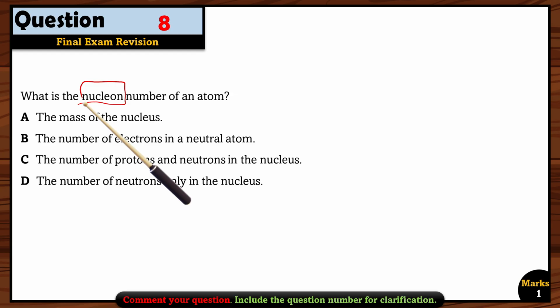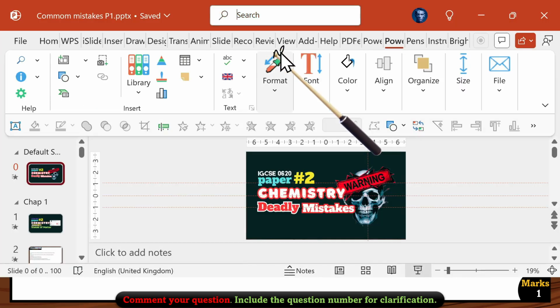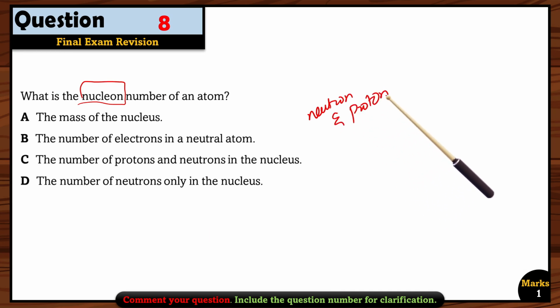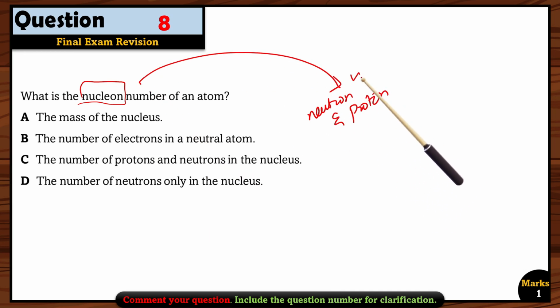And we know that in an atom, which particles are present in the nucleus? That are neutrons and protons. So actually the nucleon number is the number of neutrons and protons together. It's not the number of neutrons only, or it's not the mass of a nucleus.